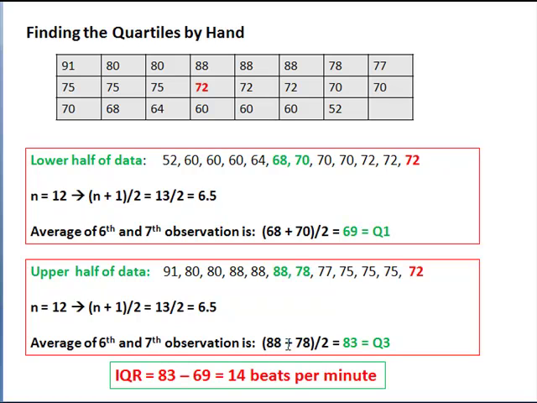That means that the interquartile range is the difference between 83 and 69. The interquartile range in this example is 14 beats per minute. This is the spread of the middle 50% of the data.